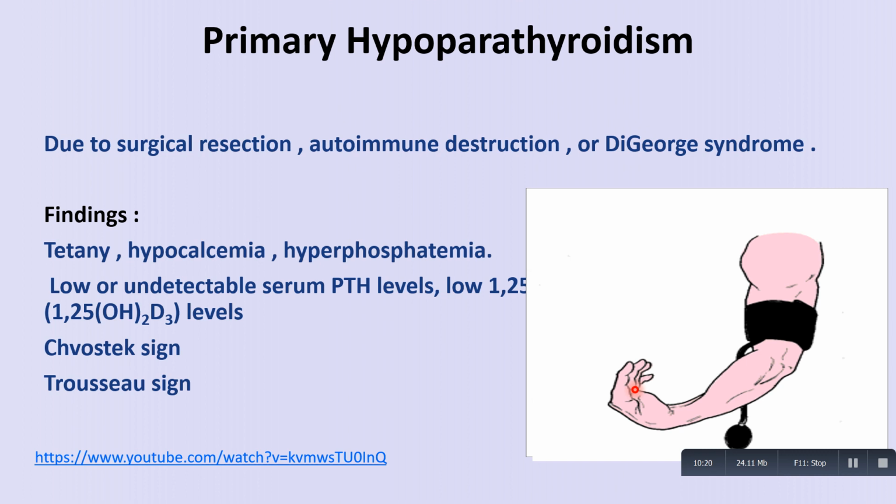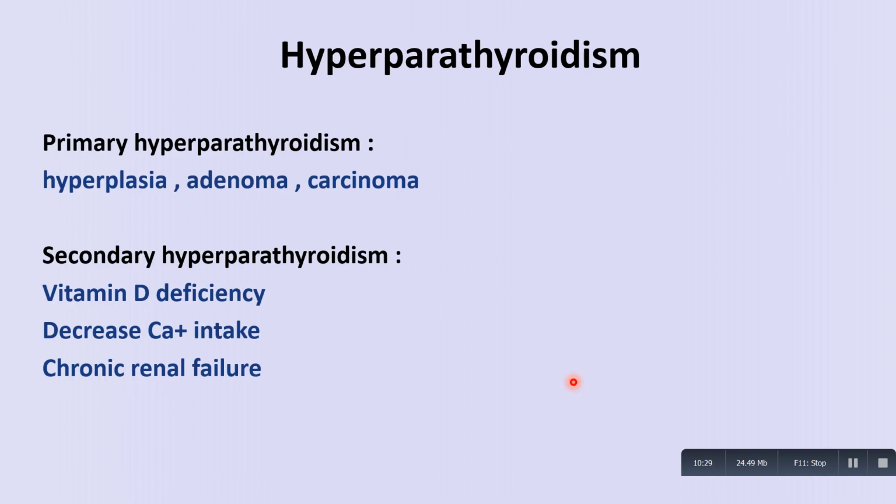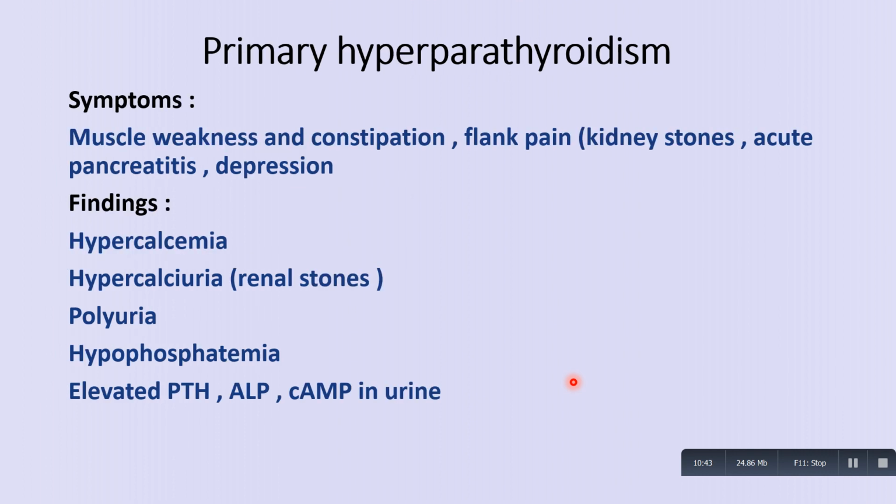Primary hyperparathyroidism due to hyperplasia, adenoma, carcinoma. Secondary hyperparathyroidism: vitamin D deficiency, decreased calcium intake, chronic renal failure. Symptoms of primary hyperparathyroidism: muscle weakness and constipation, kidney stones. Findings: hypercalcemia, hypercalciuria, polyuria, hypophosphatemia, elevated PTH, ALP, and cAMP in the urine. Secondary hyperparathyroidism findings: hypocalcemia, hyperphosphatemia, and chronic renal failure.